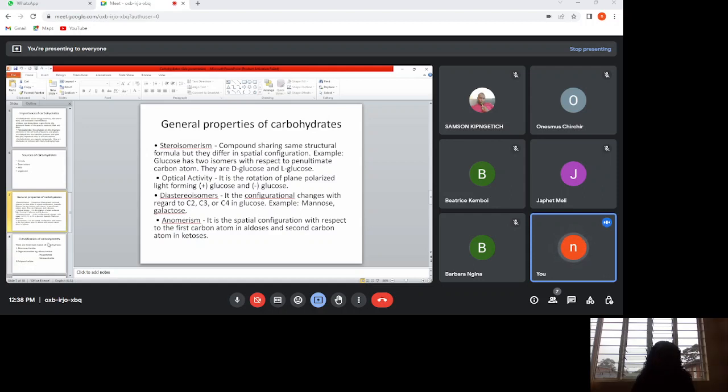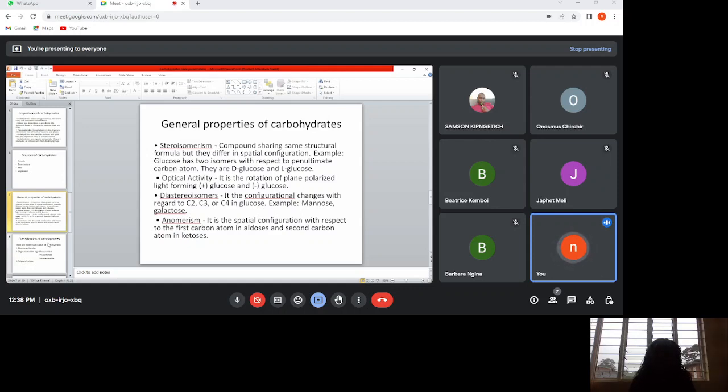Number one, these carbohydrates form what we call stereoisomers. Stereoisomers are compounds that normally share the same structural formula, but they have different spatial configurations. For example, glucose has two isomers with respect to what we call the penultimate carbon. In glucose, we'll see it as carbon number 5. And they are D-glucose and L-glucose.